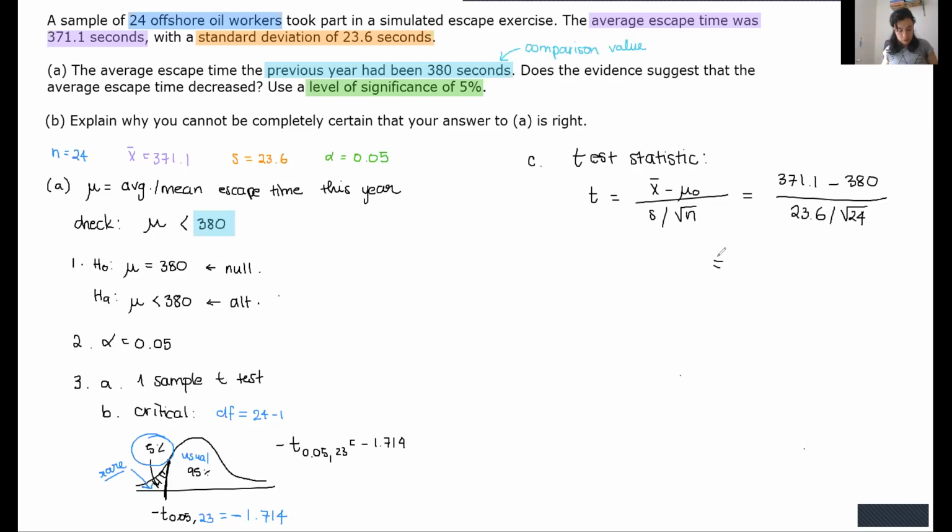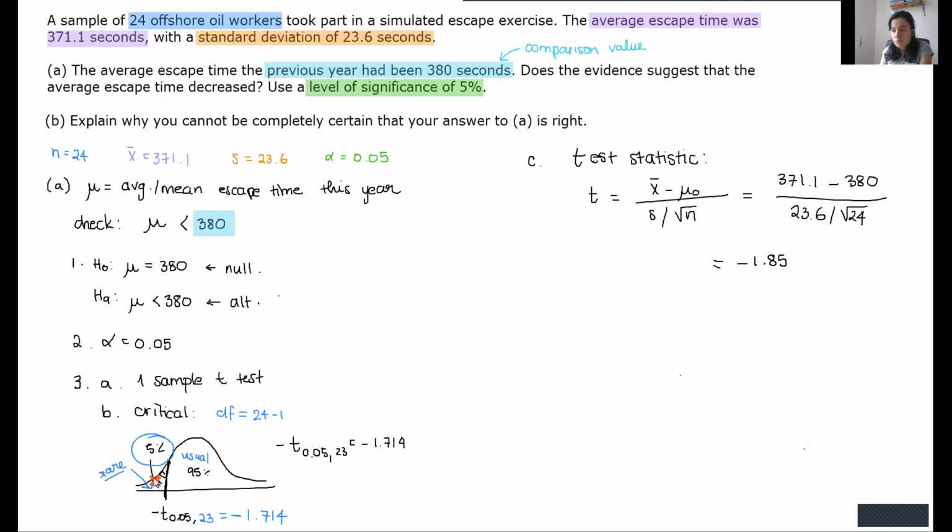I think this value is something like negative 1.85, I believe. All right, so I have a value of negative 1.85, which means that from my sample, assuming that I started from a population whose mean was 380, negative 1.85 is somewhere around here. It's smaller than 1.714, right?